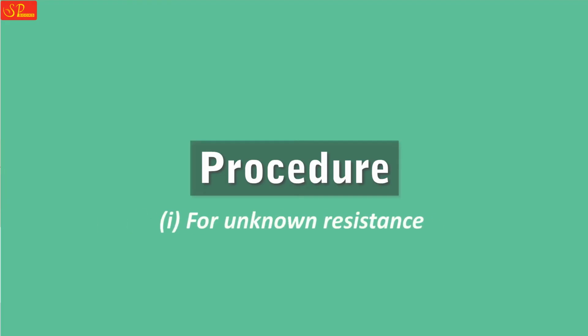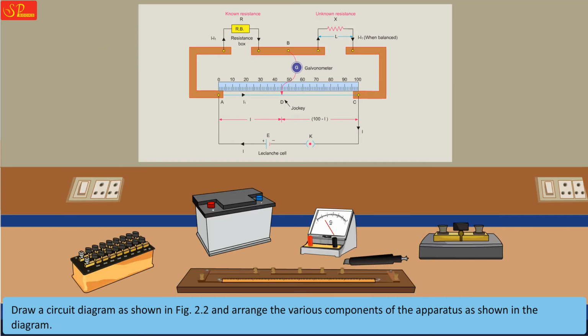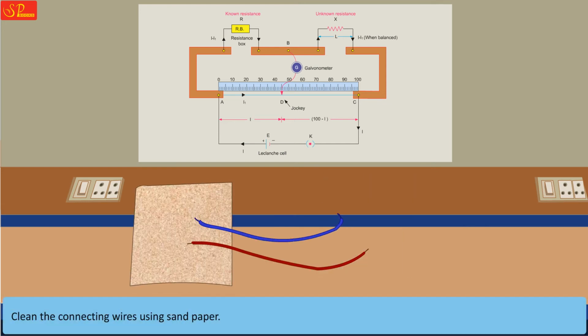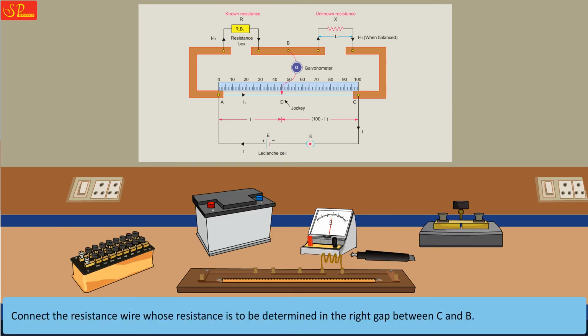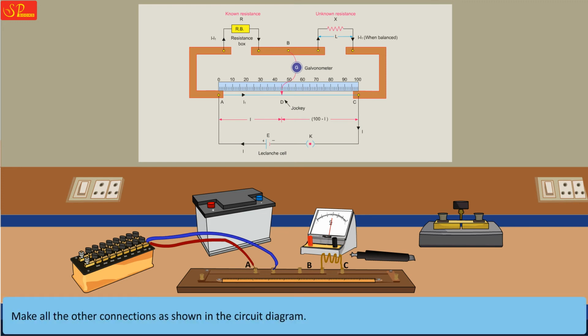Procedure. For unknown resistance, draw a circuit diagram as shown in figure 2.2 and arrange the various components of the apparatus as shown in the diagram. Clean the connecting wires using sandpaper. Connect the resistance wire whose resistance is to be determined in the right gap between C and B. Connect a resistance box of low range in the left hand gap between A and B. Make all the other connections as shown in the circuit diagram.